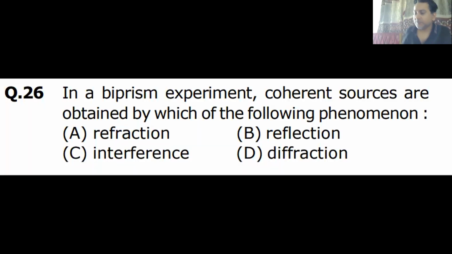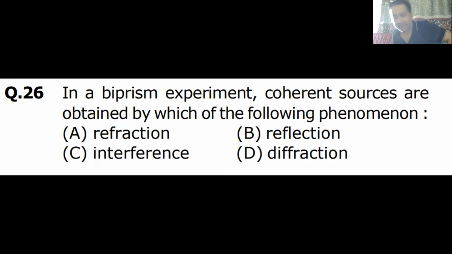Let me move ahead and solve some problems. This is the first problem that we encounter. In a biprism experiment, that is the Fresnel biprism experiment, coherent sources are obtained by which of the following phenomena? Refraction, reflection, interference, and diffraction.